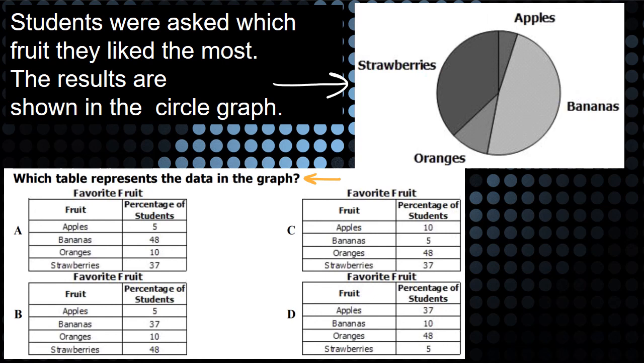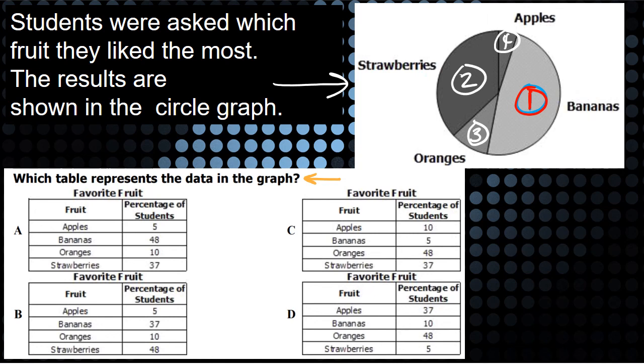So here you have bananas being the biggest part. So I'm going to label that with a number 1. Bananas are number 1. Strawberries are number 2. And then oranges are number 3, and apples coming in dead last. And so here you have to pick the table in which the order from biggest to smallest would be bananas, strawberries, oranges, and apples. And let's take a look at all of our different options here.